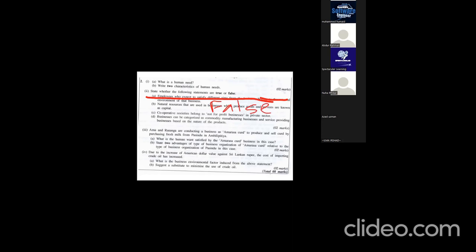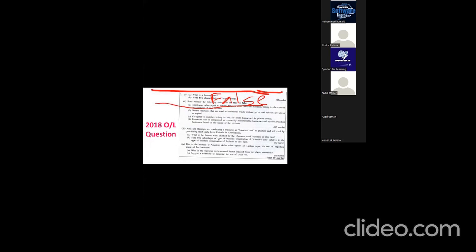Then the C, that also comes from the second chapter. Then true. D, businesses can be categorized as commodity manufacturing business and service providing business based on the nature of production. True, yeah, it is true. The second, wait.